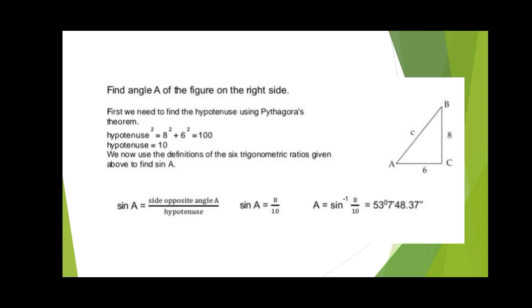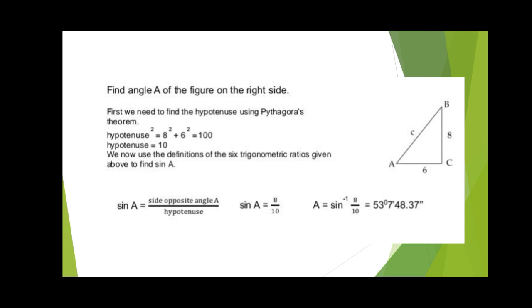Let's try to answer the example. Find angle A of the figure on the right side. First, we need to find the hypotenuse using the Pythagorean theorem. The adjacent and opposite are already given, where the opposite is equal to 8 and the adjacent is equal to 6.